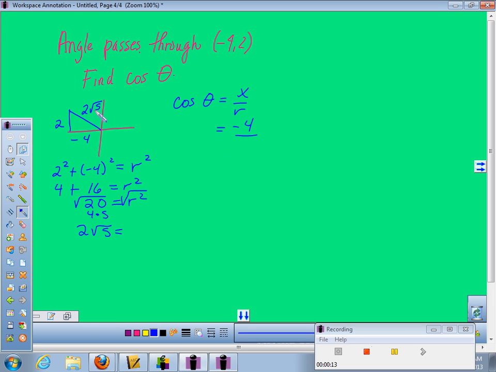Then I need x over r, which is negative 4 over 2 times the square root of 5. You can't leave the square root of 5 in the denominator, so you have to rationalize. You can also reduce the 2 and the 4, so now I'm down to negative 2 over the square root of 5. To rationalize, multiply by the square root of 5, which leaves us with negative 2 square root of 5 over 5. And there is my result.